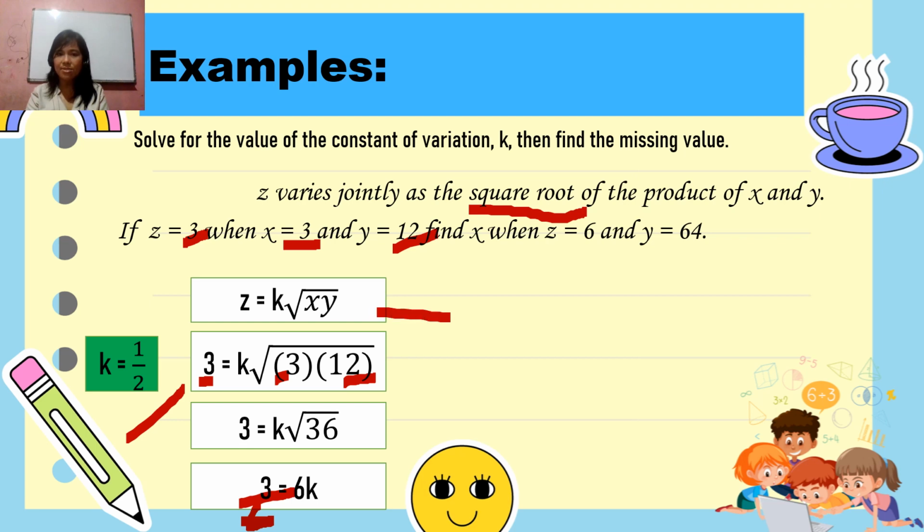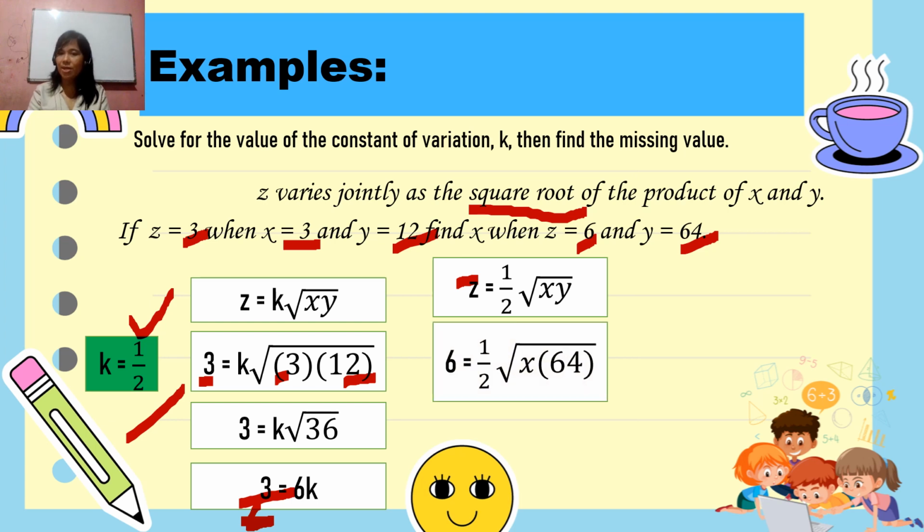Then dito, balik ka na dito, substitute k, hindi x. Substitute k with 1/2, kagaya ng na-solve mo. So, you're going to have z equals 1/2 square root of xy. Tapos, pangalawang substitution will happen again, and that is coming from the second set of given na z equals 6. So, ito magiging 6 na siya. Tapos, y is 64. So, here we go. Ito na yon. So, yung 64, nasa loob, tsaka si x. So, that's 64x. Nandyan pa rin yung 1/2.